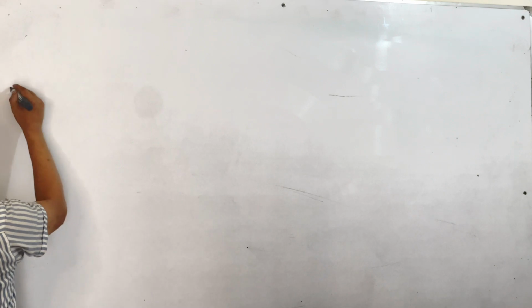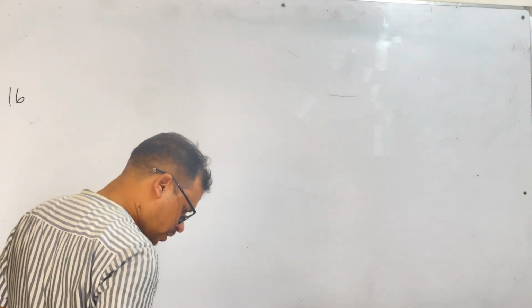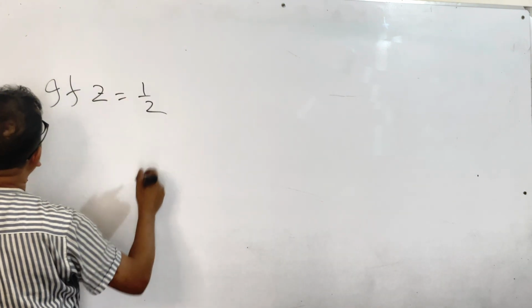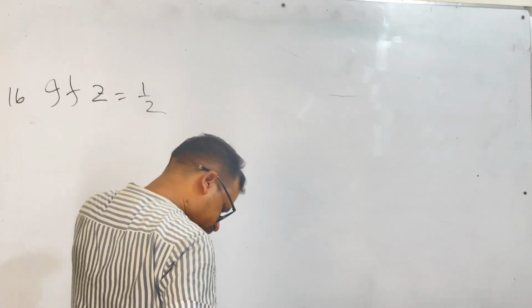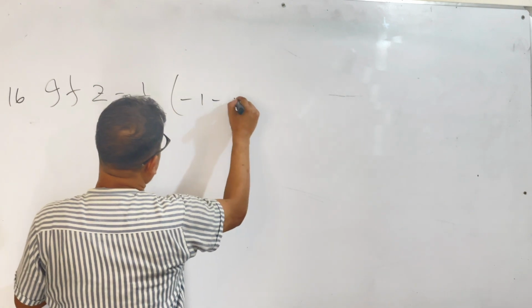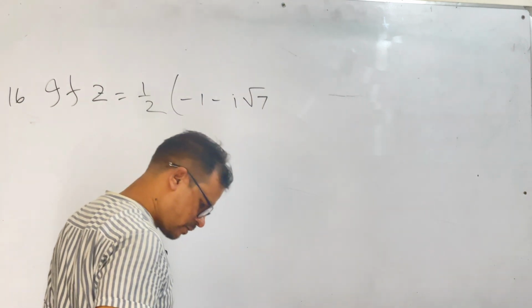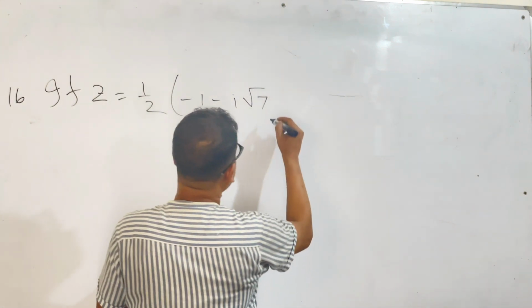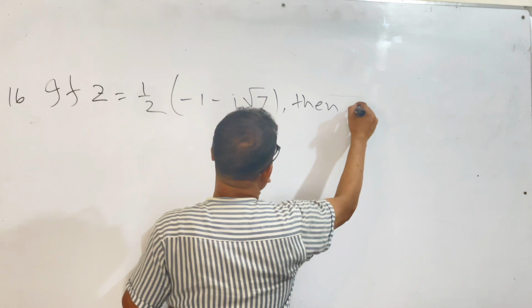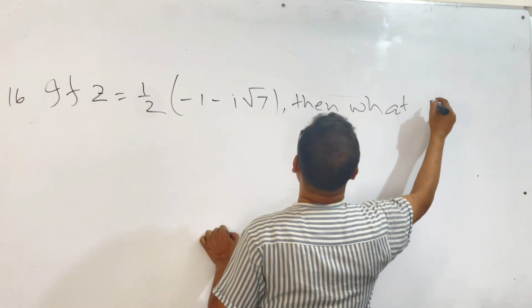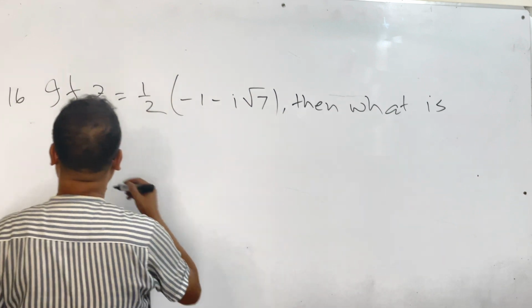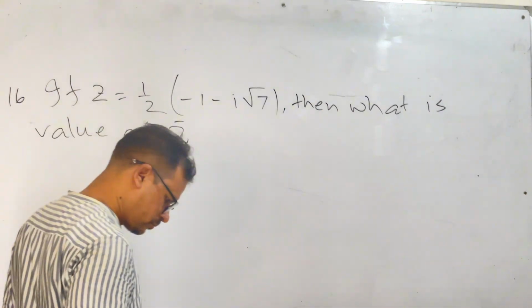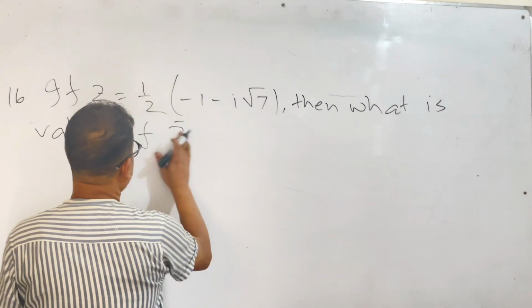Question number 16. If z equal to half minus 1 minus i root 7, then what is the value of z bar, z minus z bar?